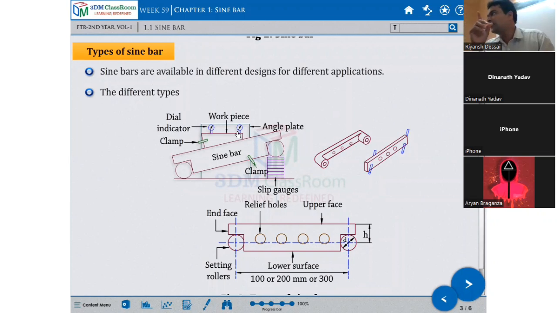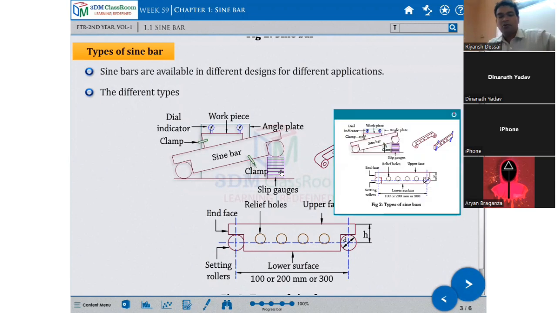To check the deflection, they have kept a dial indicator over there, with the plunger pressed. Now we want to find out the angle of this component. The more it is inclined, the more it rises, and to that height they have placed slip gauges. Can you see? There is one roller, and below the roller they have kept certain things.